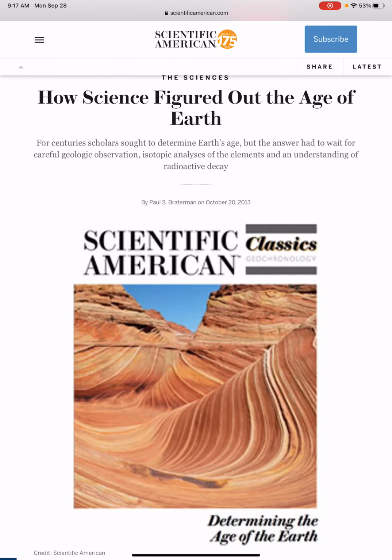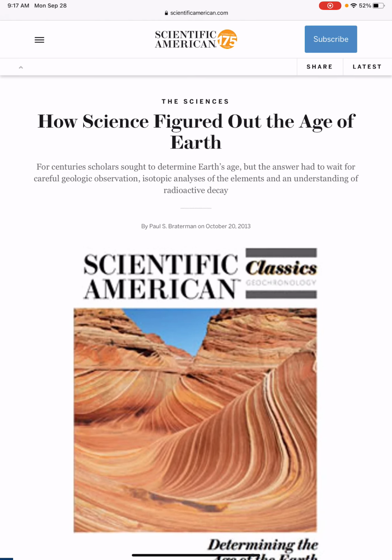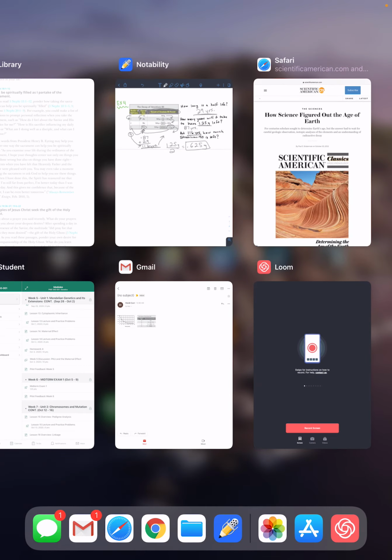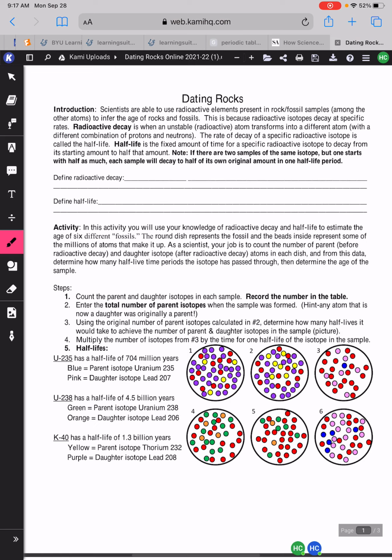It says, for centuries, scholars sought to determine Earth's age, but the answer had to wait for careful geological observation, isotopic analysis of the elements, and an understanding of radioactive decay. Now, you guys with your knowledge know what isotopic analysis of elements is and what radioactive decay is. Scientists are able to figure out the age of the Earth and the age of certain fossils because of radioactive decay and because of analyzing how many isotopes have undergone radioactive decay. So you guys are going to be working on this CAMI assignment about dating rocks to figure out the age of the rocks.